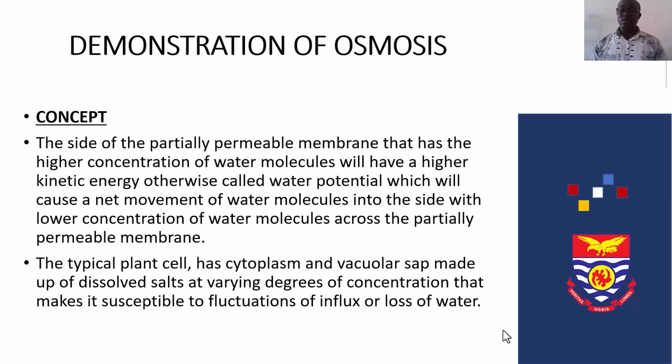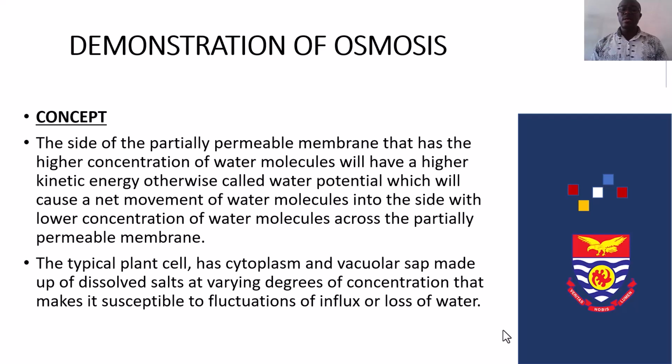So the side of the partially permeable membrane that has the higher concentration of water molecules will have a higher kinetic energy, otherwise called water potential, which will cause a net movement of water molecules into the side with lower concentration of water molecules across the partially permeable membrane.